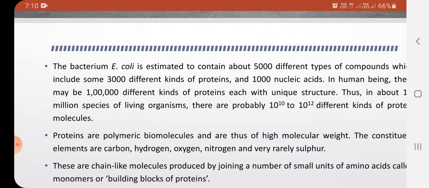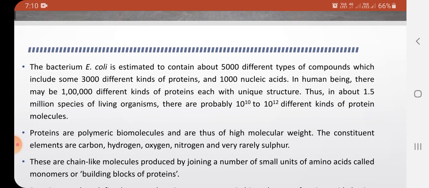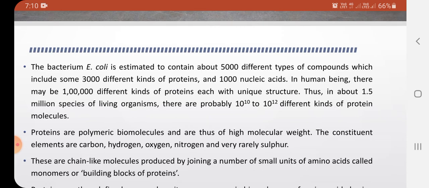The bacterium E. coli is estimated to contain about 5,000 different types of compounds, which include some 3,000 different kinds of proteins and 1,000 nucleic acids. In human beings, there may be 1 lakh different kinds of proteins, each with a unique structure. So, each protein individually has a different structure.